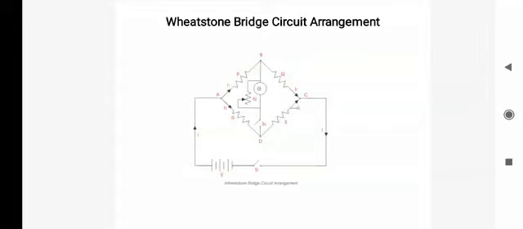Thus, the ratio of two known resistors is equal to the ratio of the value of an unknown resistor and the adjusted value of variable resistance. From this circuit, we can see that it is designed with 4 arms, mainly AB, BC, CD and AD, and consists of electrical resistances P, Q, R and S. Among the 4 resistances, P and Q are known fixed electrical resistances. A galvanometer is connected between B and D with the switch S2.